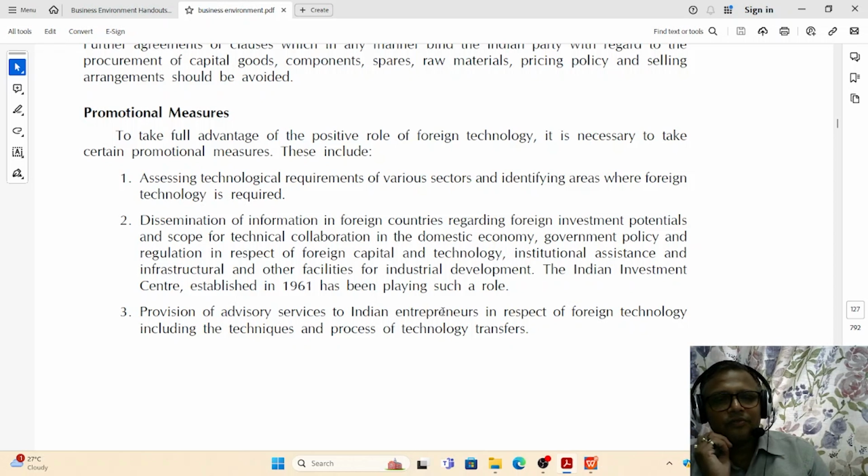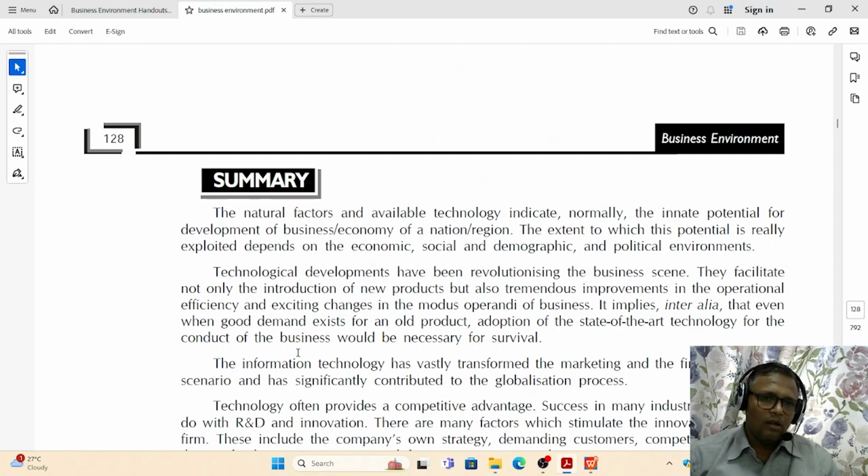Next is the provision of the advisory services to the Indian entrepreneurs in respect to the foreign technology, including the techniques and the process for the technology transfer. Thus, in a nutshell, the natural factors and available technology indicate normally the innate potential for the development of the business economy of the national region. The extent to which the potential is really exploited depends on the economic, social, demographic and the political environment.